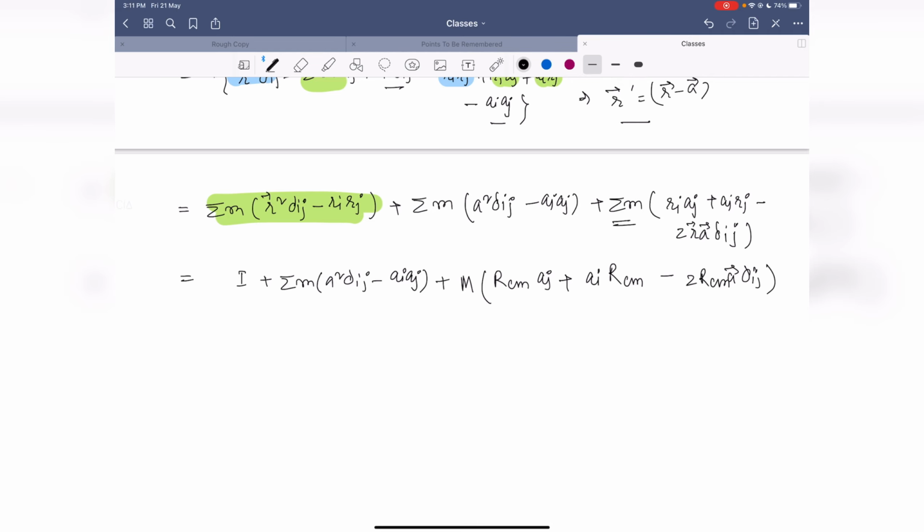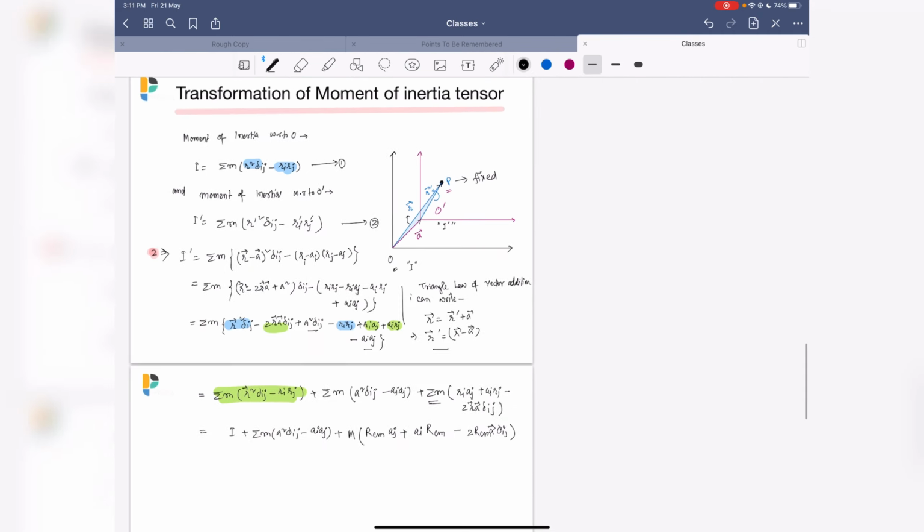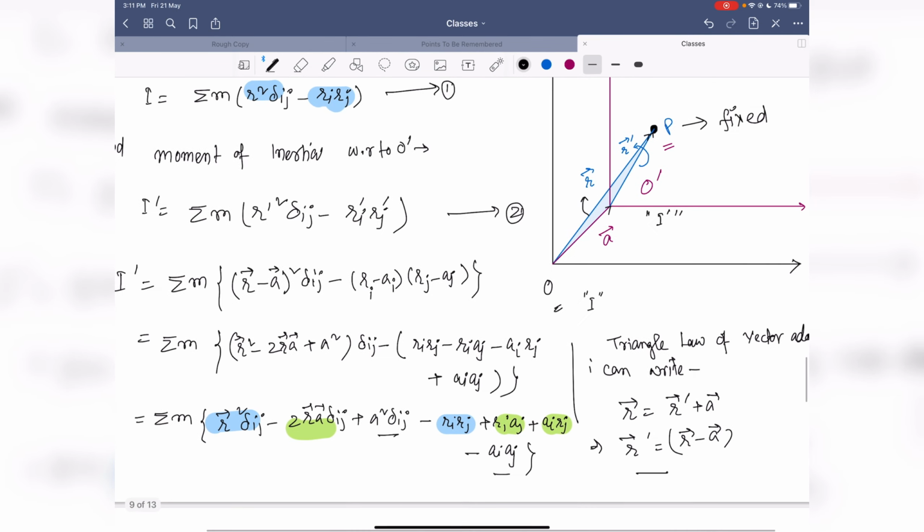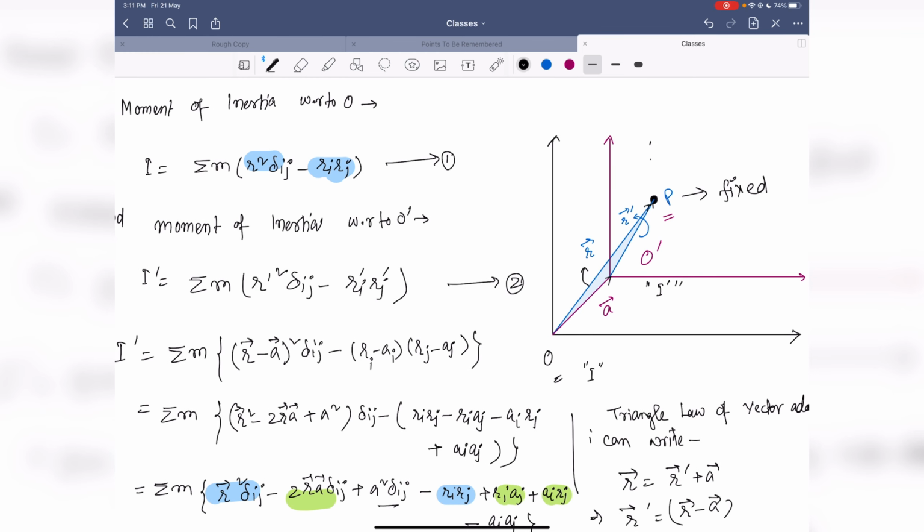Now for simplicity, we consider the axis passing through the center of mass. We consider the axis to be passing through the center of mass.